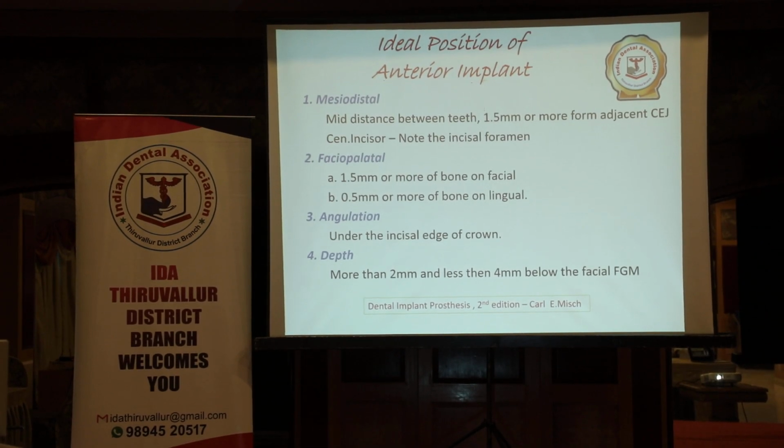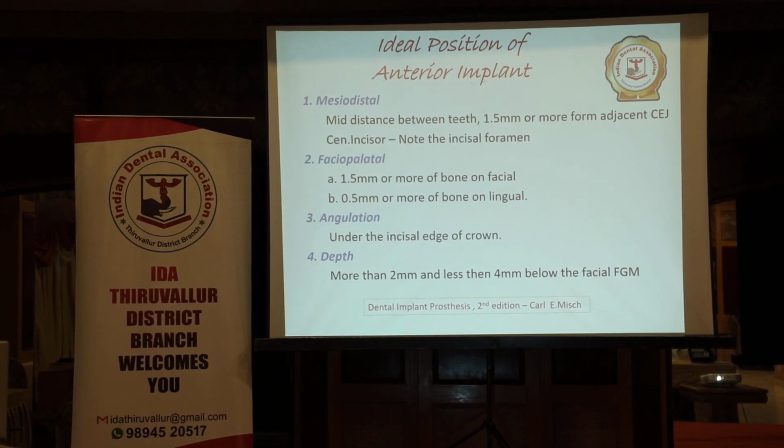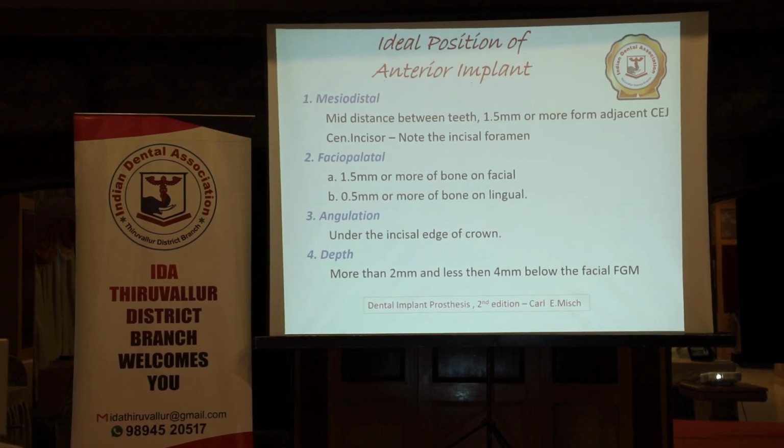The distance between the teeth should be 1.5 mm or more from the CEJ, and at the central incisor, note the incisive foramen. Always don't go more towards this. For the faciopalatal, at least 1.5 mm of bone should be available on the facial aspect, or 0.5 to 1 mm of bone on the palatal aspect. These are all the minimum values.